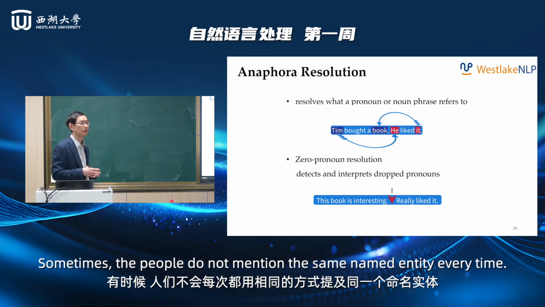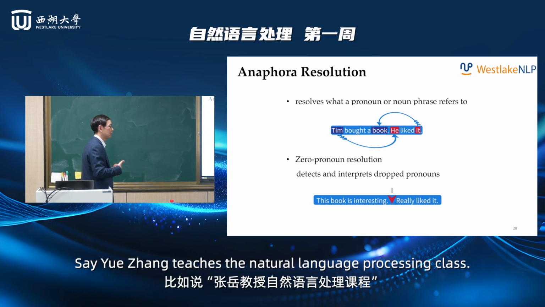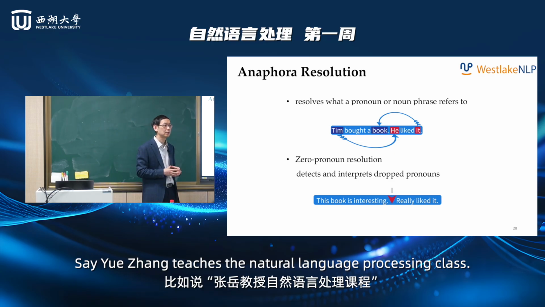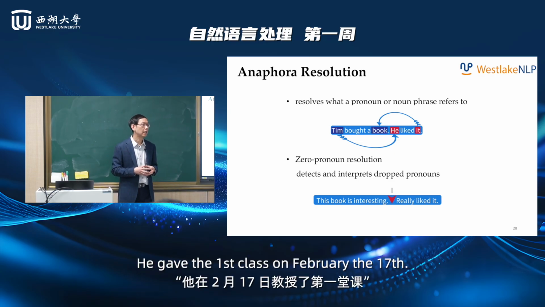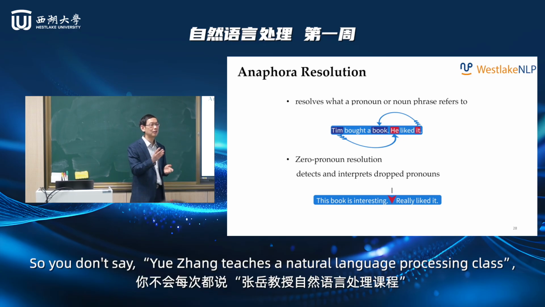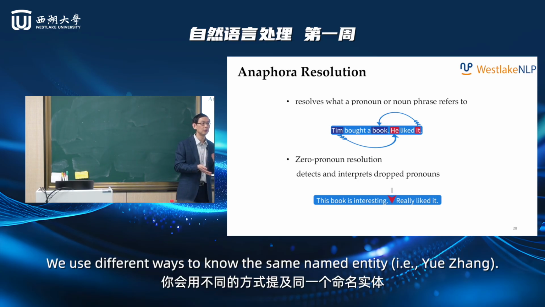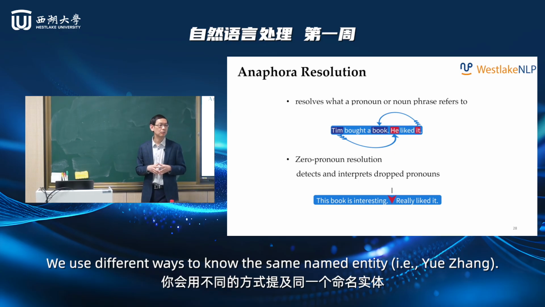But sometimes people do not mention the same named entity every time. Say, Yue Zhang teaches the natural language processing class. Okay. He gave the first class on February the 17th. Oh, there's a he, right? So you don't say, Yue Zhang teaches the natural language processing class, Yue Zhang gave the first class, Yue Zhang taught. You use different ways to denote the same named entity.